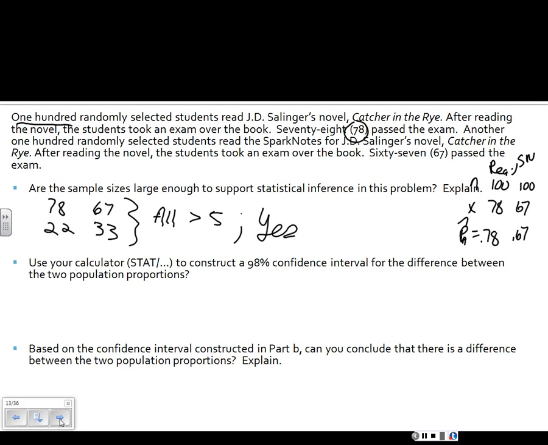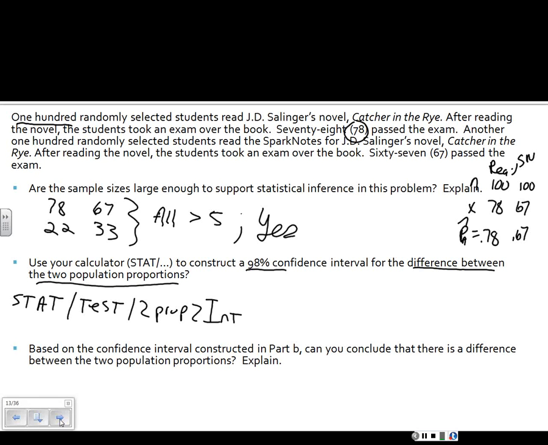So we're going to get the 98% confidence interval on this one, and we're looking at the difference between two population proportions. We had two qualitative variables. So on your calculator, if you would just hit stat, test, and then I think it's 2-proportion z, and make sure you get the one with interval. And then you just have to enter in, I think, 78, 100, 67, 100, and 98 for the confidence interval.